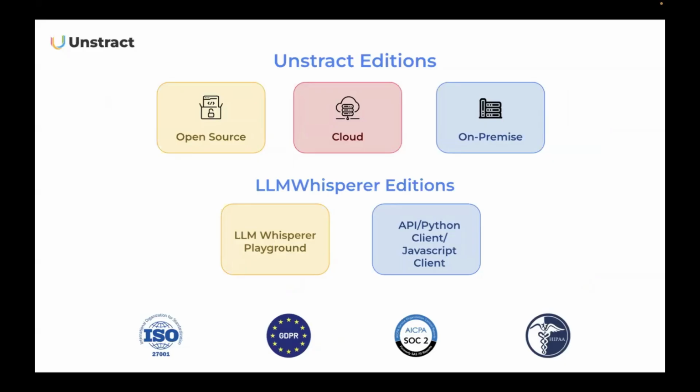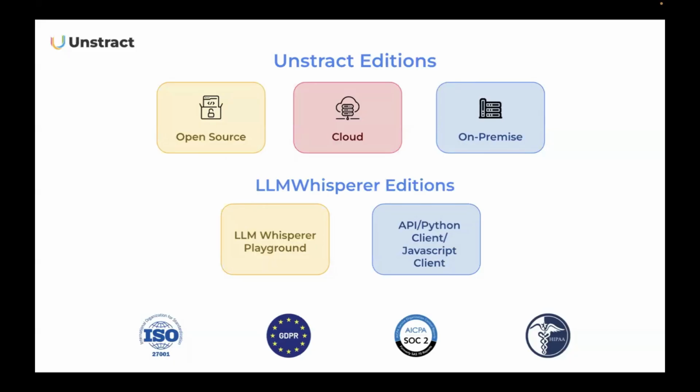Moving on to LLMWhisperer, this again has a playground, which is a cloud offering that basically lets you use the end-to-end functionalities of the platform for free up to a daily limit of 100 pages. So you can upload 100 pages when you're using the free plan and use all the capabilities, and you'll be billed only after that. LLMWhisperer can be deployed as an API, a JavaScript client, or a Python client as well.